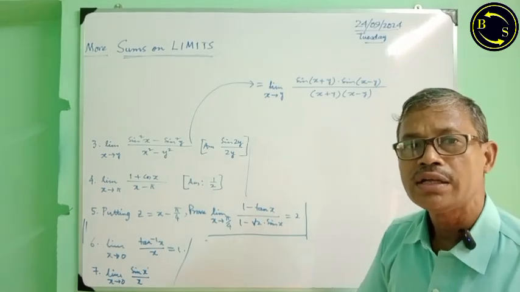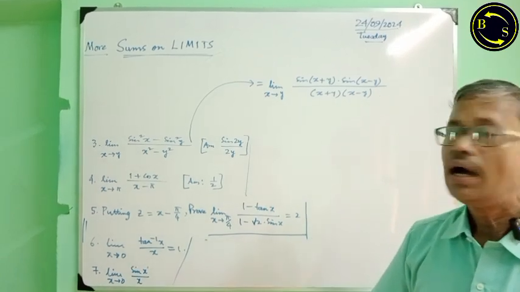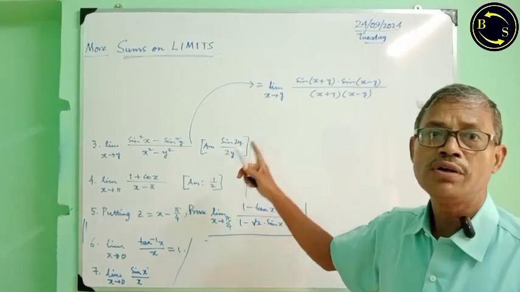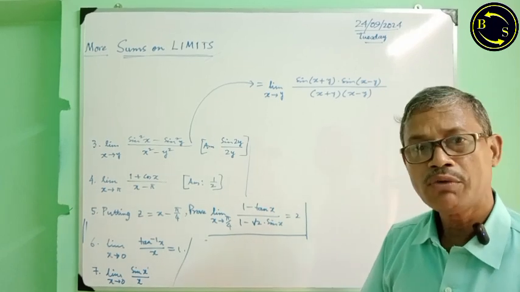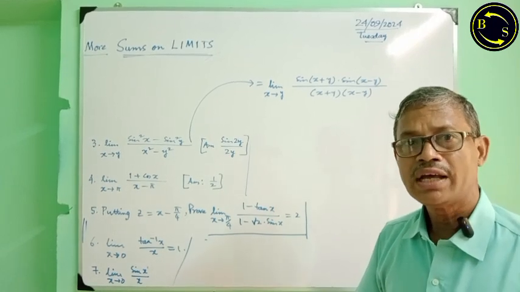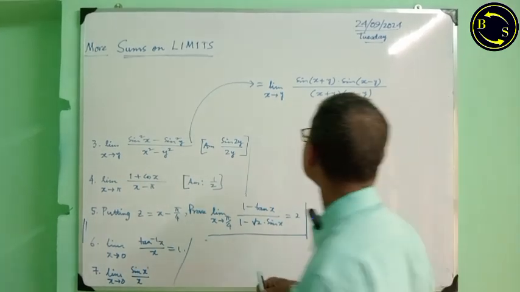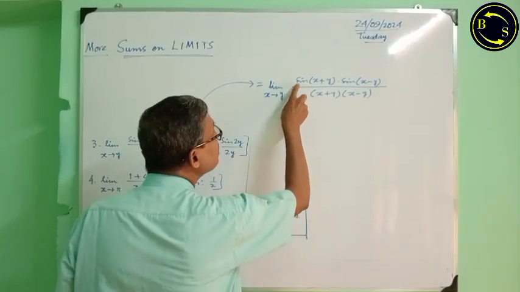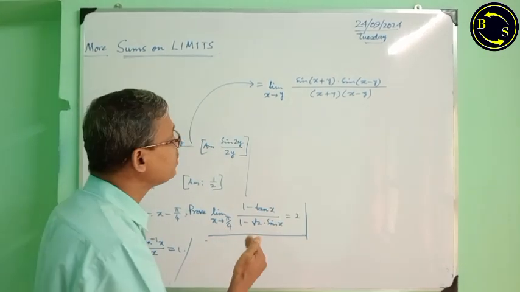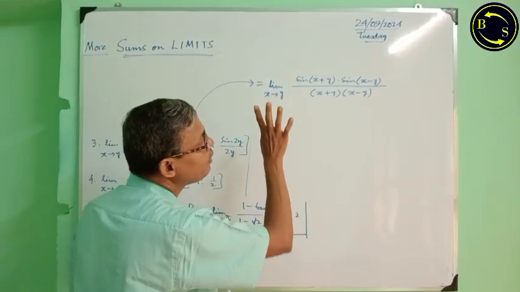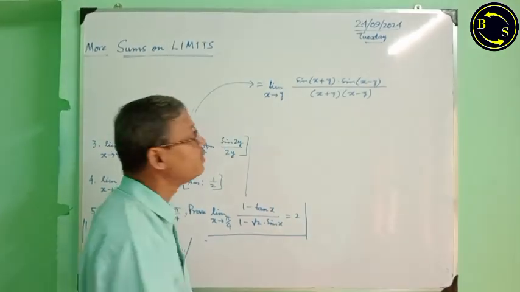Already I have told that any sum can be solved in various ways. I am working out in one way. You will try yourself in other method. Then you can improve your mathematical ability. Now, after writing this, we find sin of x plus y by x plus y. If I take this, then I can put in place of x, y. No problem will be there.